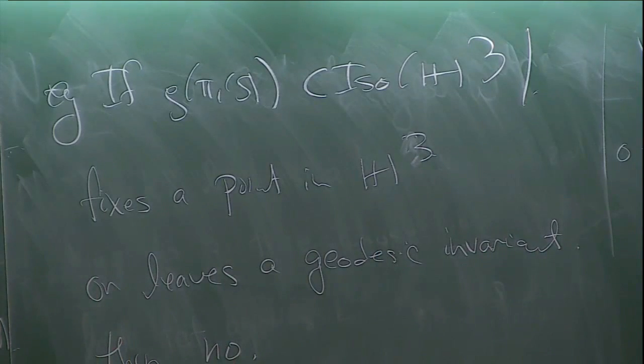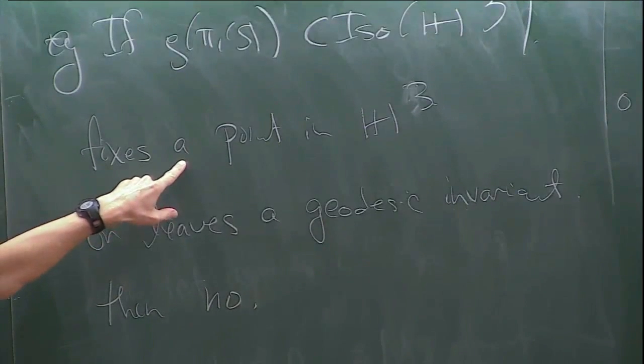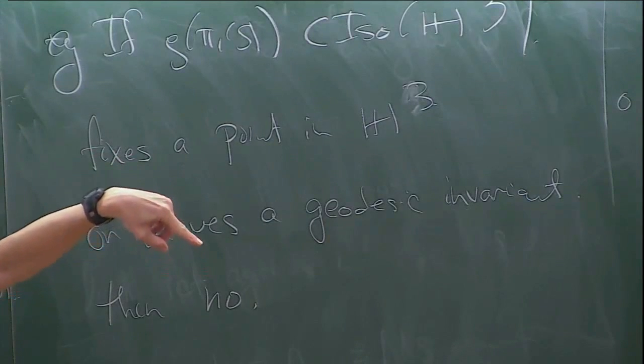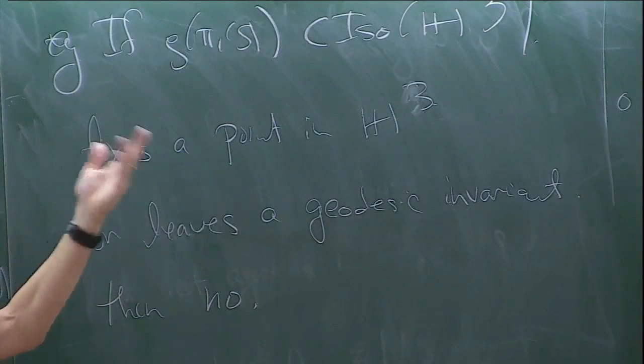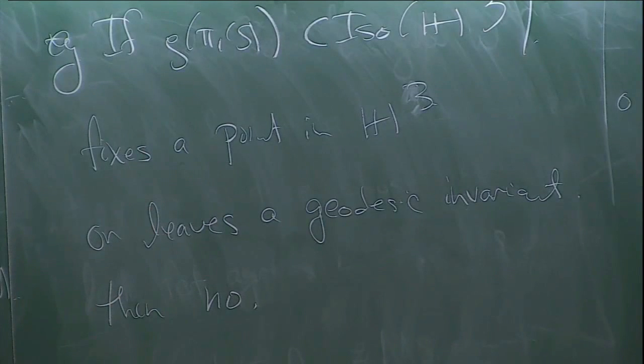And why is that? Well, if it fixes a point, then I have a harmonic map that's constant. In other words, that's a unitary representation, and the Higgs field is 0, and so the quadratic differential is 0, and by definition, 0 is always in the discriminant locus. So unitary representations are always in the discriminant locus, so that's out. That can never happen.